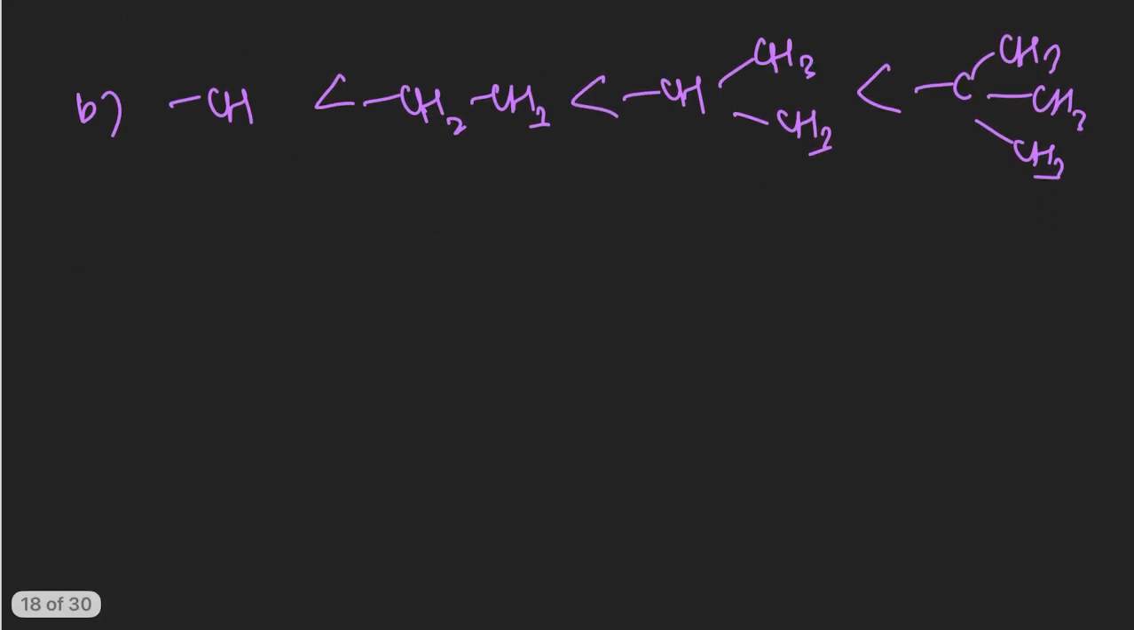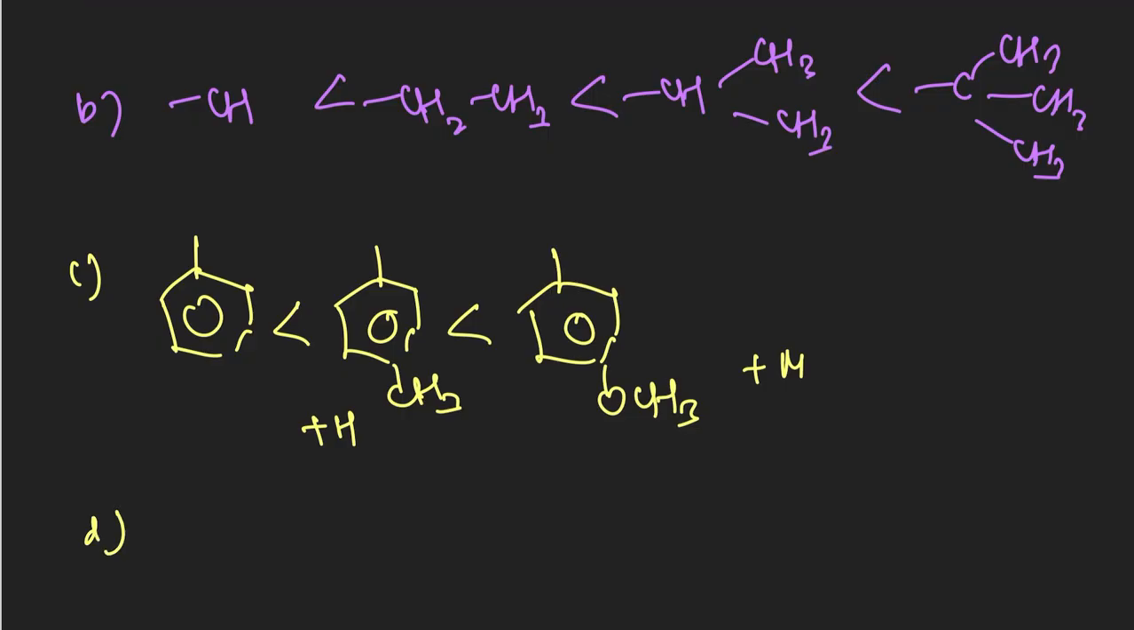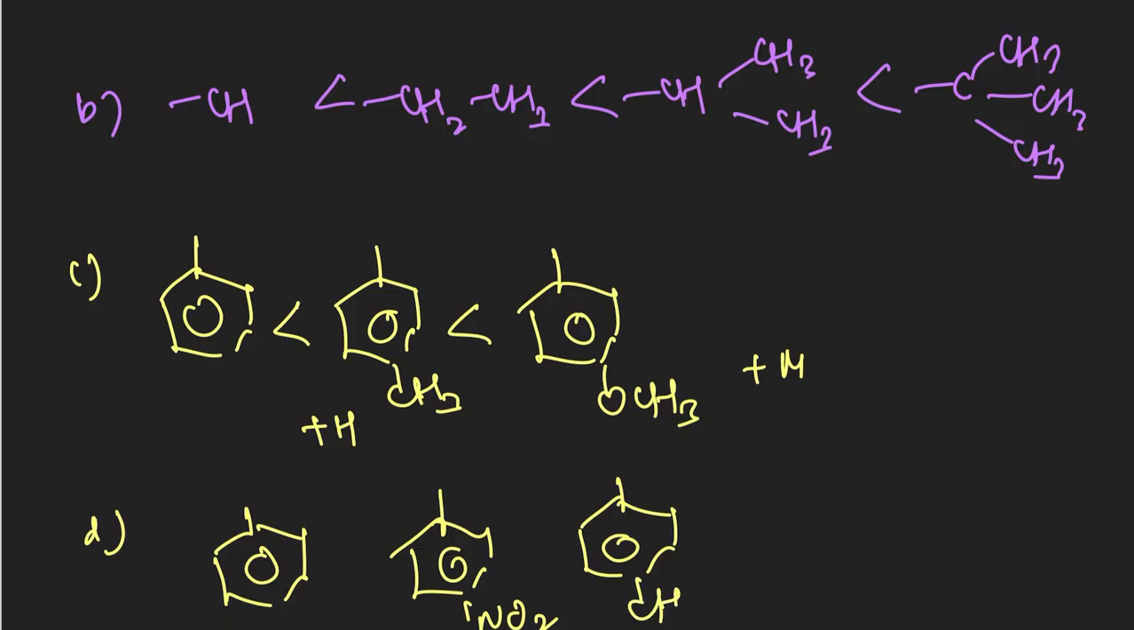C. Now we have phenyl groups. Here we have methyl and we have an OCH3 group attached. So the third group is going to shift first in the migrating aptitude order because it is the more electron donor, because of plus M. It has plus M and plus H, and plus M is more dominating than plus H. Next we have benzene, then we have an NO2 group attached, then we have CH3. So this is first, this is second and this is third.